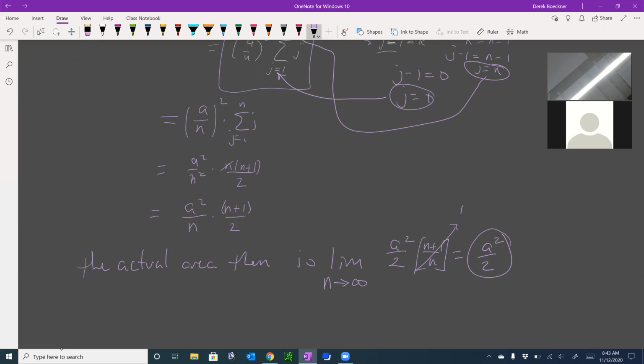How did 2 get under the a? I just used the commutative property here. This is a squared times n plus 1 over n times 2, right? And so then I put these two together as a fraction and those two together as a fraction and multiplied it that way instead.